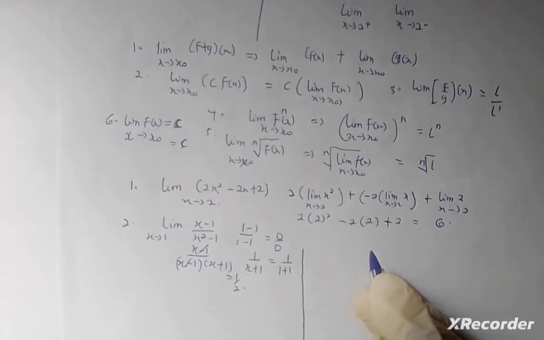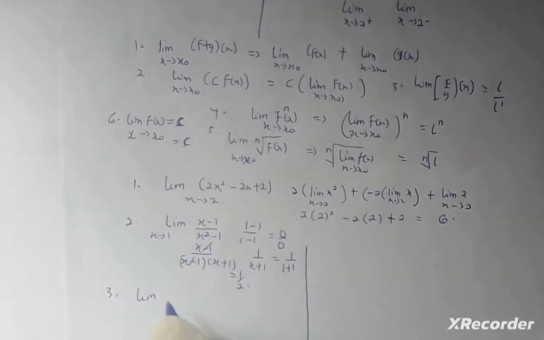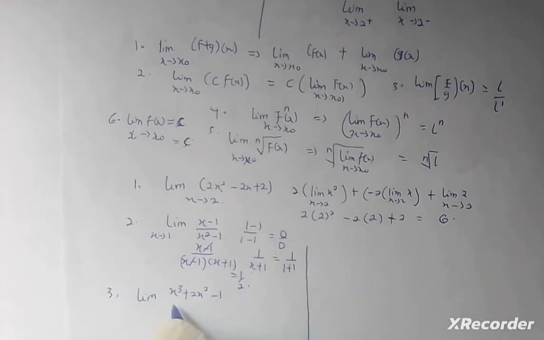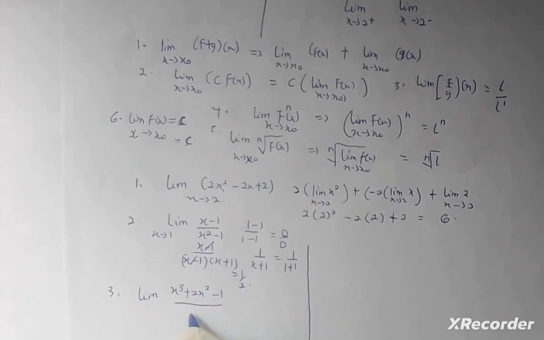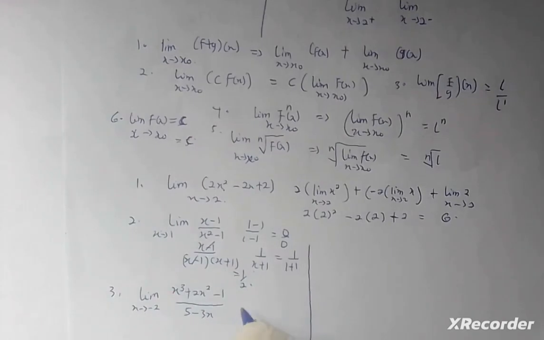Then I move to my third example, and this is the limit as s cubed plus 2s squared minus 1 all over 5 minus 3x as s approaches negative 2. So whenever they give you rational functions, first put the limiting number into the denominator to test if it will give you undefined. If I put negative 2 here, I'm going to get 6 plus 5, 11, and it wouldn't give me an undefined solution.